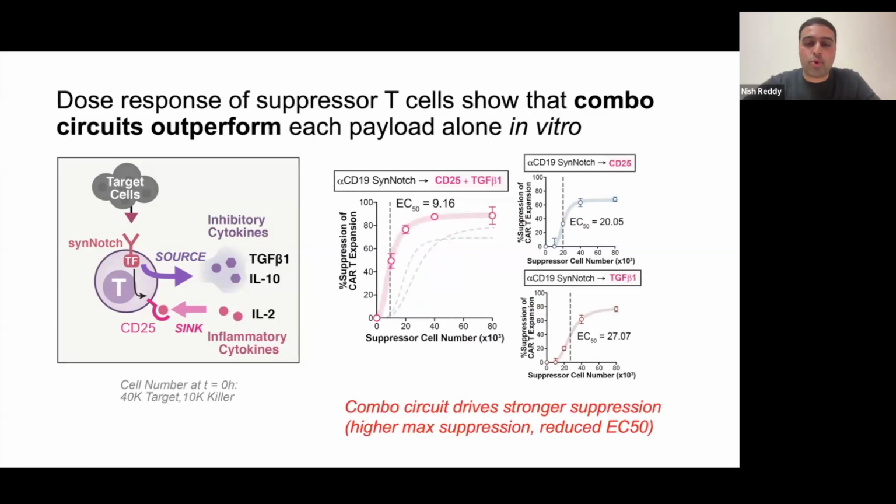So we can also look at this more quantitatively, looking at different doses of suppressor cells. On this x-axis, we have the initial number of suppressor cells that we add, and on the y-axis is the level of suppression of this CAR T cell expansion. And what we see is that at lower doses with this combination of payloads, we see much stronger suppression of CAR T cell expansion compared to each individual payload alone.